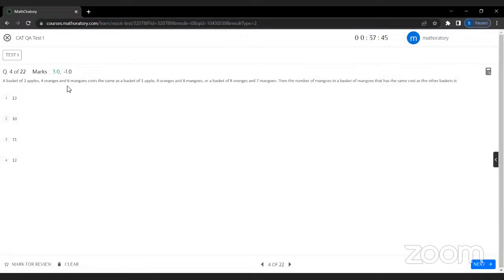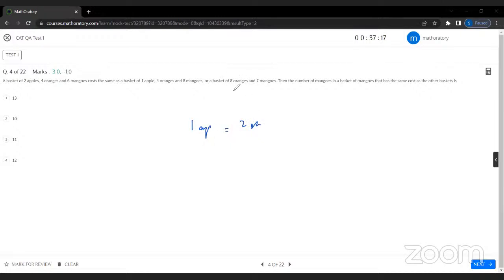A basket of 2 apples, 4 oranges, and 6 mangoes costs the same as a basket of 1 apple, 4 oranges, and 8 mangoes, and a basket of, okay. The number of mangoes in a basket of mangoes that is the same. Okay, okay. So ये सबको mangoes के terms में लाना है. What do I find? If I compare the first two, we have 4 oranges constant. So 1 apple should be equivalent to 2 mangoes.